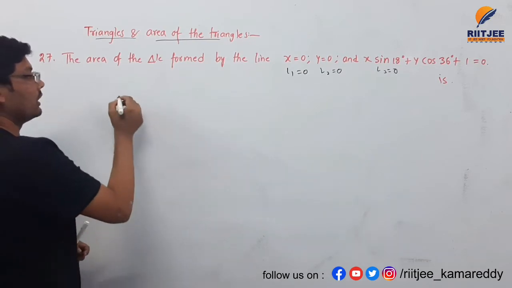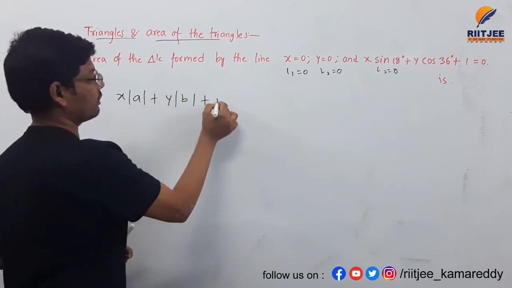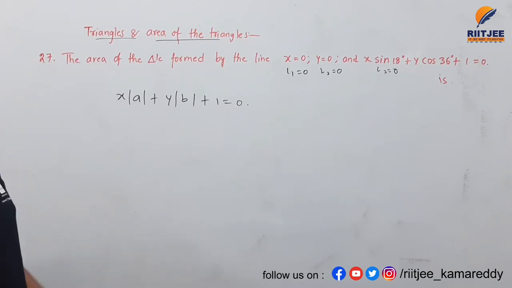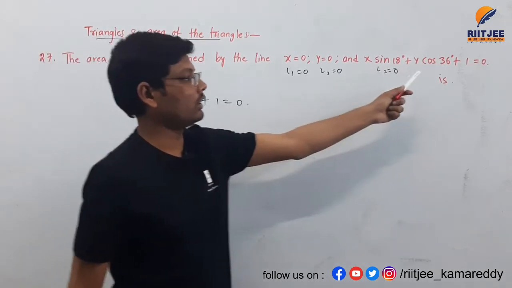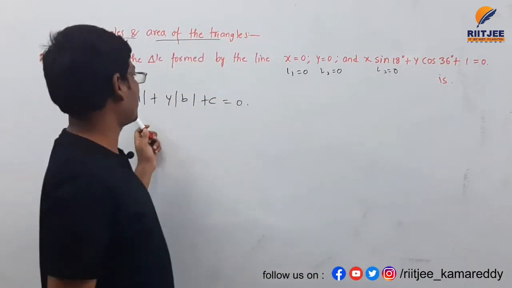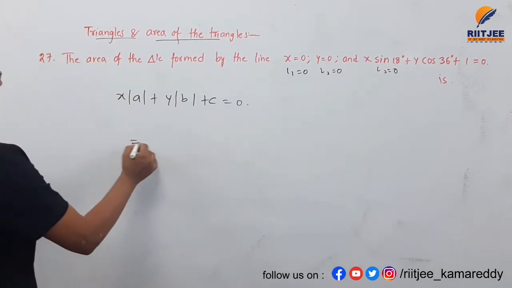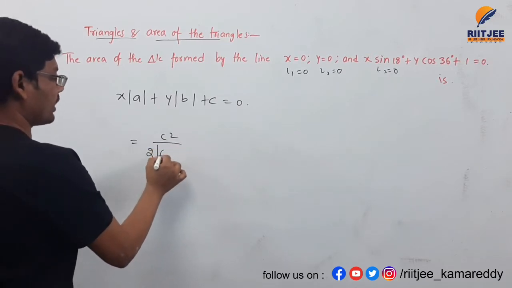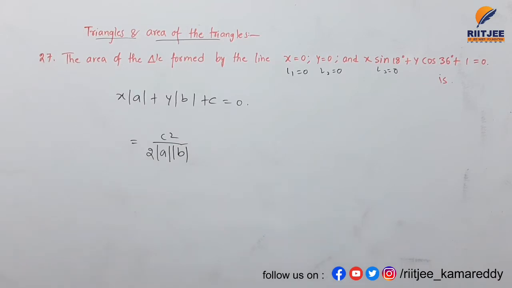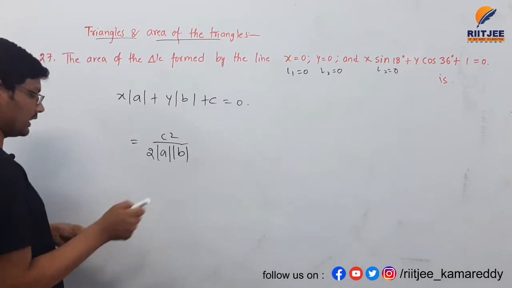When a straight line is in the form x by A plus y by B plus 1 equals 0, here x by A plus y by B plus 1 equals 0, with A value, B value and C value, then the area of the triangle is C square by 2 into mod of A into mod of B. This is the formula for the area of the triangle.